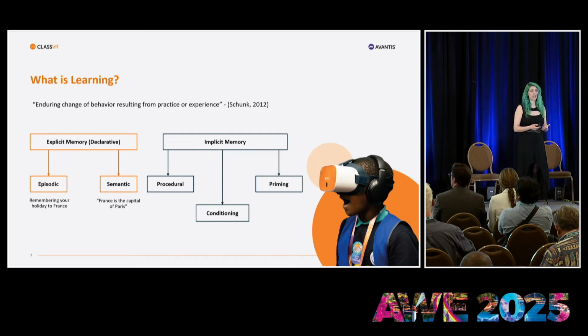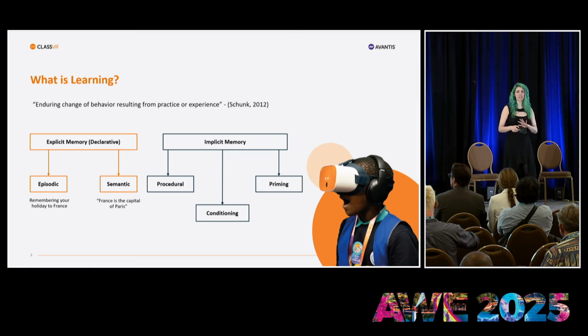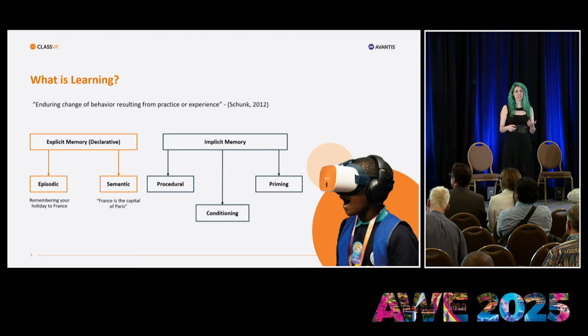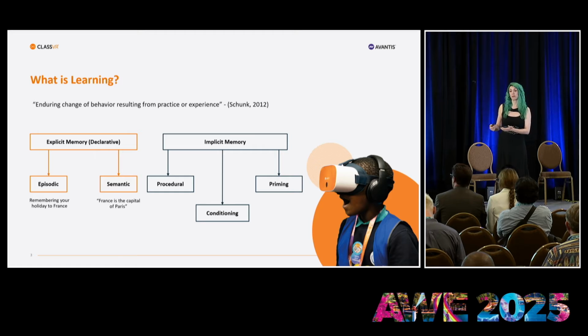So learning is predicated on memory, and broadly we can divide memory into two types: explicit or declarative memory. This is things that we know we've learned, we're conscious of them, or implicit memory, things we've learned that we might not be aware of. When we talk about teaching, we tend to focus more on explicit memory, but we can also leverage implicit memory too. So declarative memory can be divided broadly into two types.